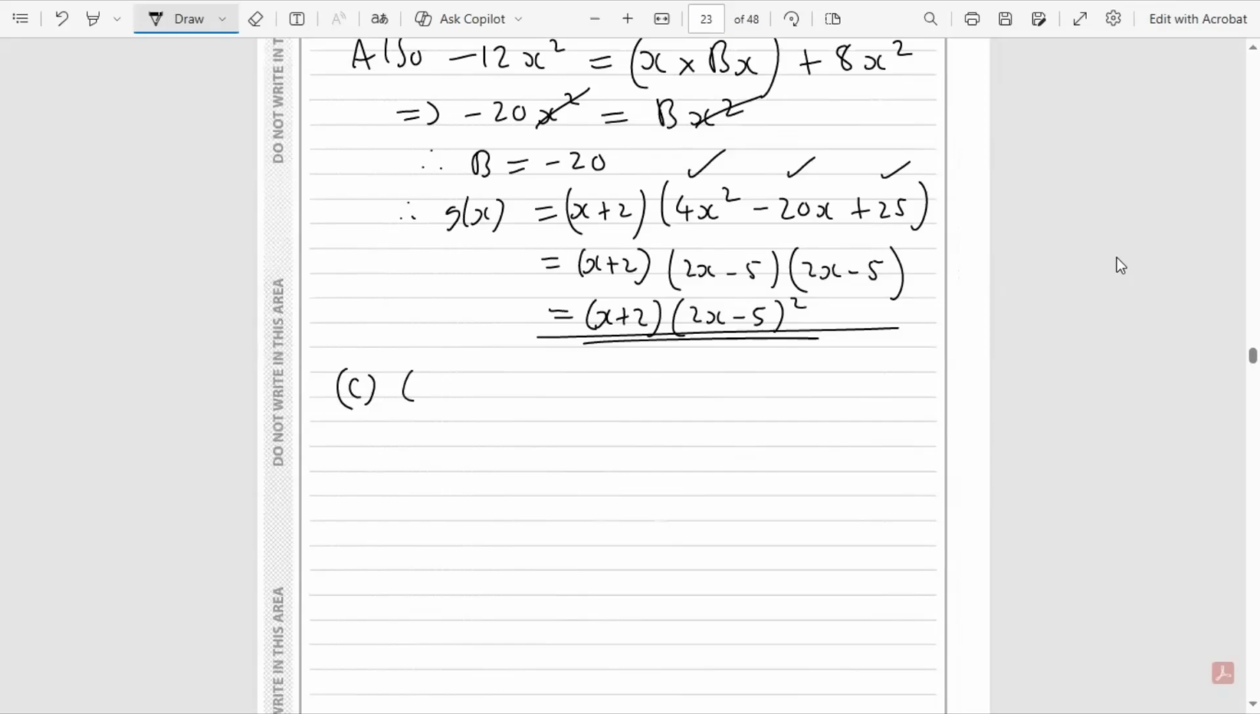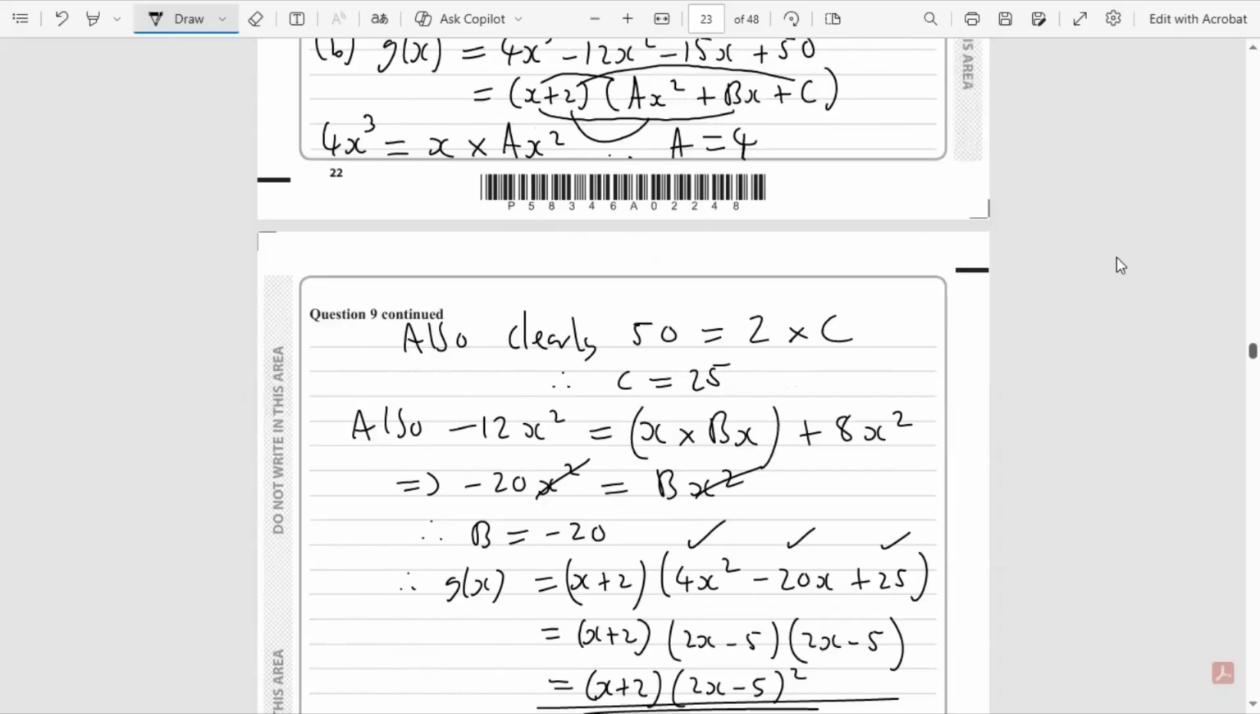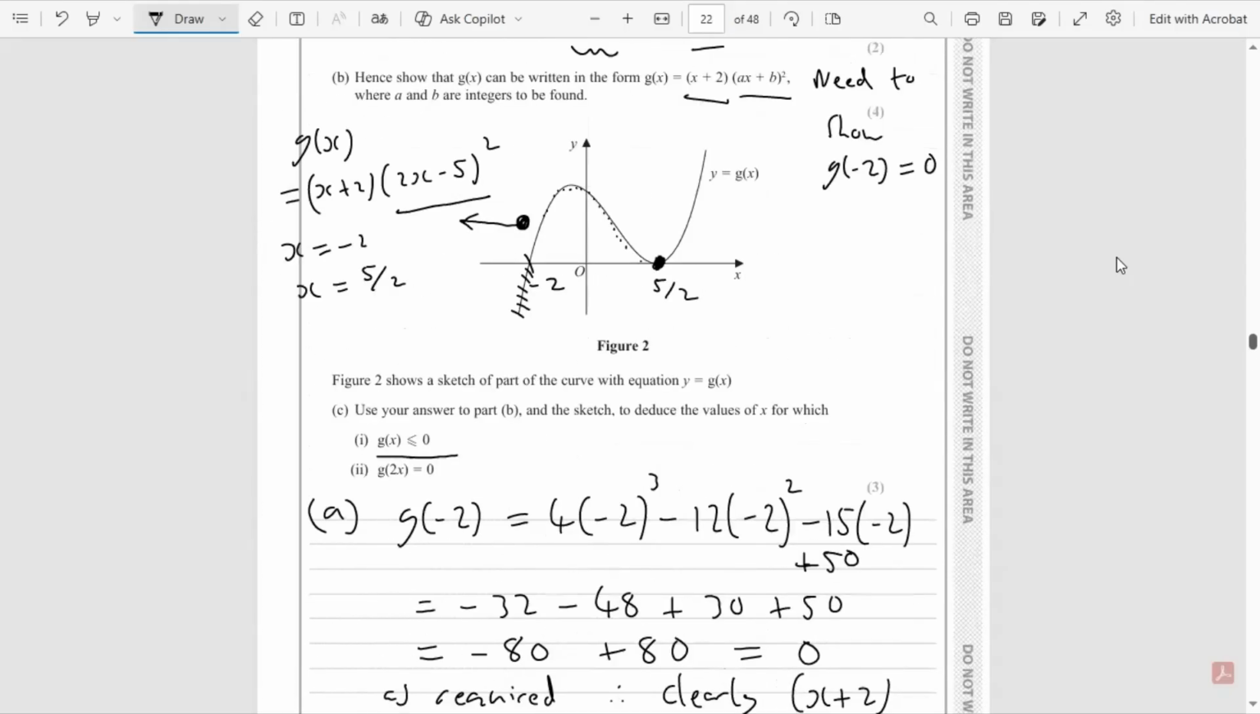So part C, part I: we need x to be less than or equal to -2, or we can have x equal to 5/2. Now, the question did not want us to write the answer in set notation, so we don't need to worry about that with this question. But another question like this may want you to write an answer in set notation, so just bear that in mind. If you do want me to write down the answer in set notation in the comments, I can do that if you need to.